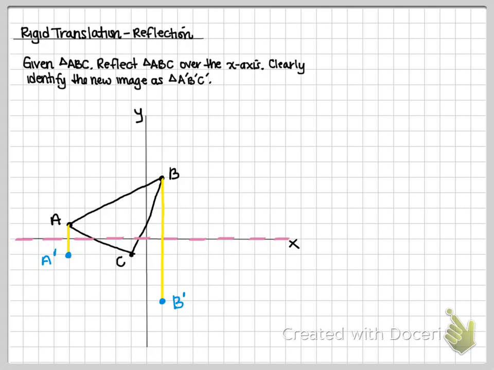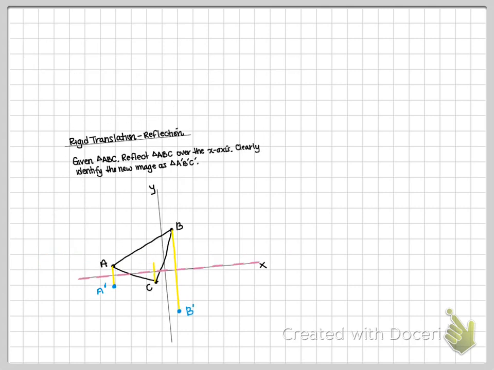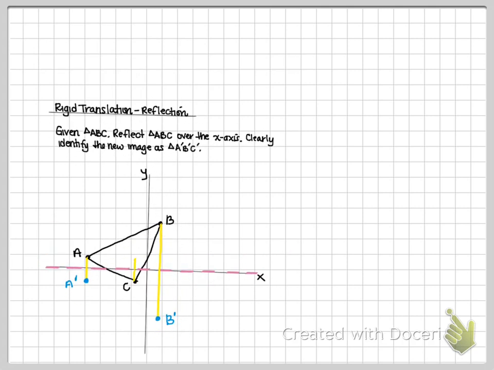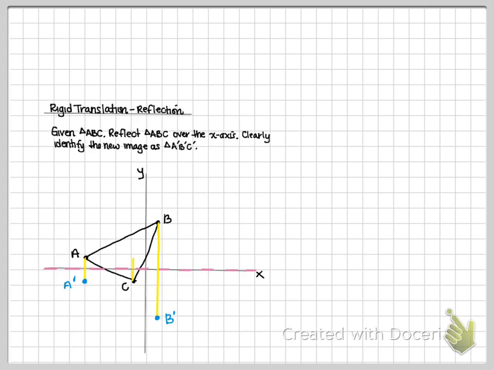Now notice that C is on the other side of the x-axis. It doesn't really matter what side you're on. All you have to do is count to the x-axis, or the line of reflection, and count the same distance on the other side. So this is 1, and we need to go 1 more. So let's go ahead and plot that as our new point C. And that's going to be our C prime.